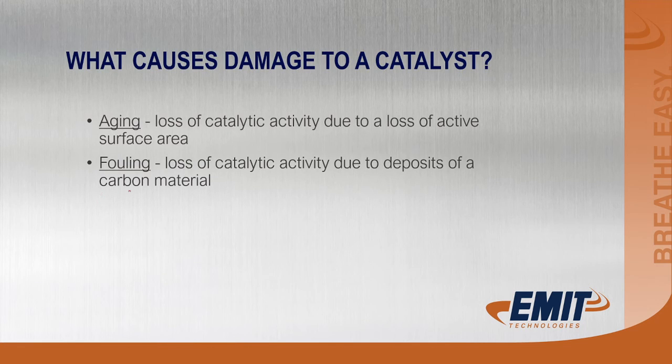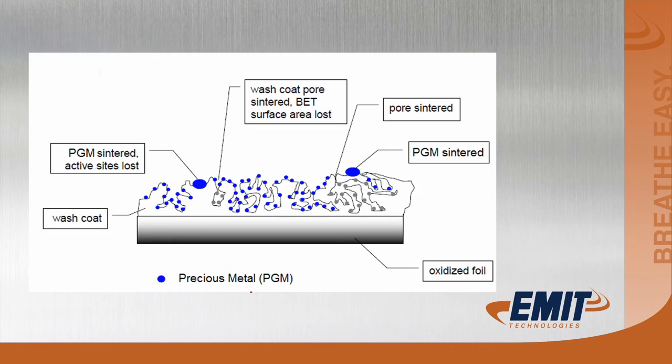Another cause would be fouling, loss of catalytic activity due to the deposits of carbon material. So what that means is you've basically gotten carbon, which is a conductor, to short out these sites so that these sites are no longer as good a conductor as they were before for the electrons. So all of these sites become shorted out, and the more sites you lose with carbon deposits, the poorer the performance of the catalyst, or the more carbon you have, the more the catalyst performance is impaired.